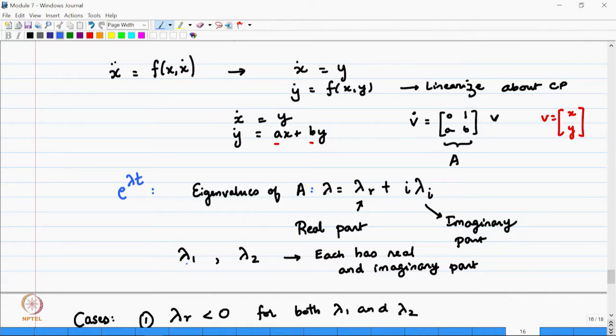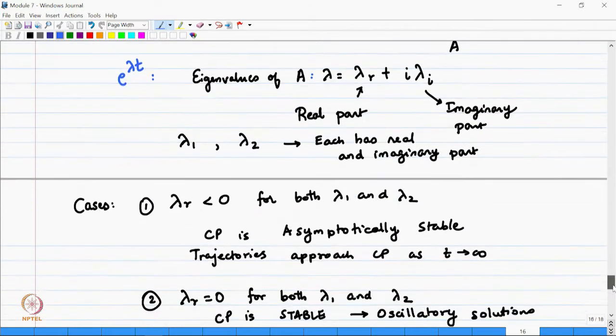Additionally, you have two eigenvalues, lambda 1 and lambda 2, and each has a real and an imaginary part. It is possible that the real part might be 0, possible that the imaginary part might be 0, but in general each has a real and an imaginary part. Now let us look at some cases.